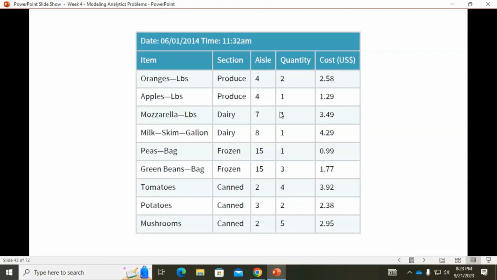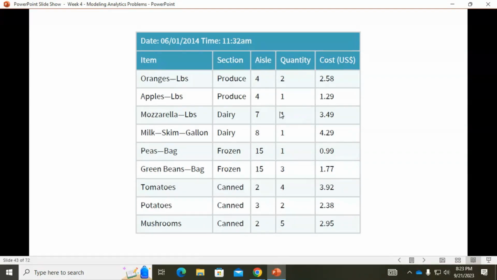What about section? Similar. Yeah, it's tempting to say it's ordinal because there might be some order to it in the store, but that doesn't affect how you process the data. So this is also nominal data, categorical data that has no order.